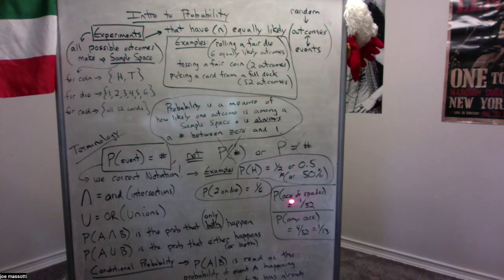Probability of the ace of spades. Well, there's only one ace of spades out of 52 cards. The probability is 1 out of 52. Now, just as an aside there, if you said the probability of any ace, well, there's 4 aces in the deck out of 52 cards. Always try to simplify your fraction. In this case, 4 out of 52 becomes 1 out of 13.